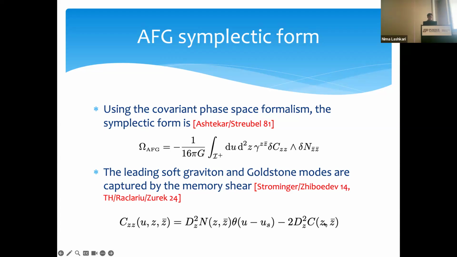For u bigger than u_s, you then get an extra contribution of D_z squared N. So what we're doing is changing CZZ from -2 D_z squared C to D_z squared N minus 2 D_z squared C. And N is a soft graviton mode. This step function is precisely capturing the gravitational memory effect. This is the shift that you see in the metric when you have a burst of gravitational radiation. It's changing the separation between two objects from one distance to another distance.